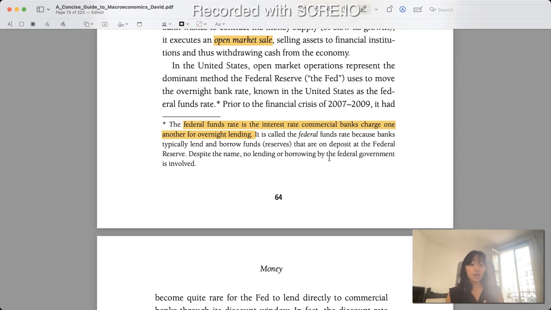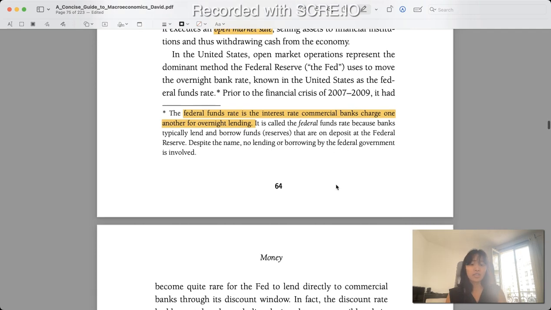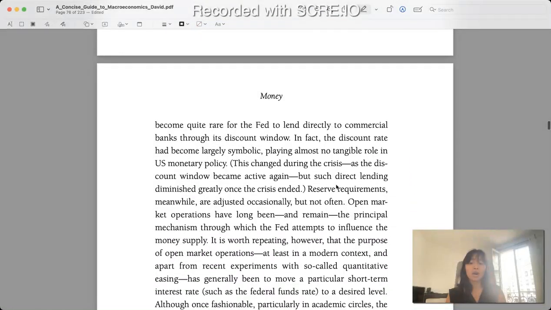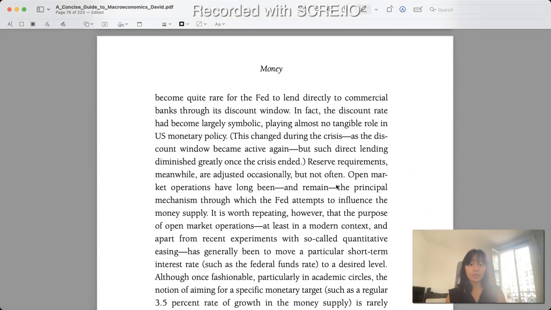It is called the federal funds rate because banks typically lend and borrow funds that are on deposit at the Federal Reserve. Despite the name, no lending or borrowing by the federal government is involved. Prior to the financial crisis of 2007 to 2009, it had become quite rare for the Fed to lend directly to commercial banks through its discount window. In fact, the discount rate had become largely symbolic, playing almost no tangible role in US monetary policy.